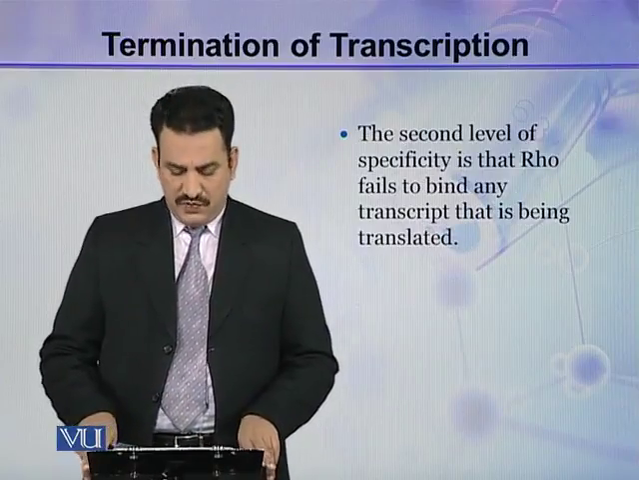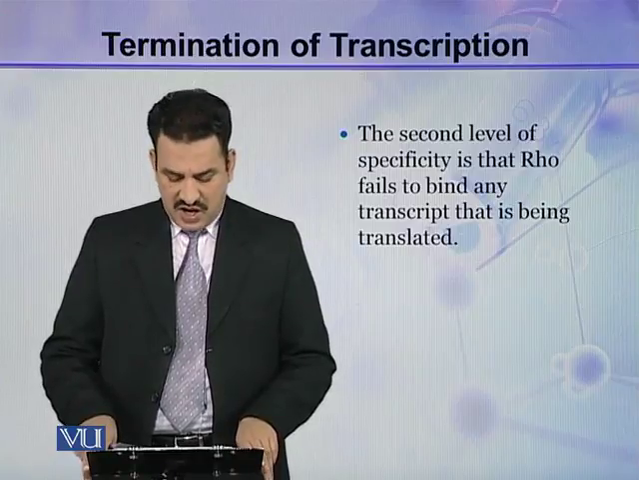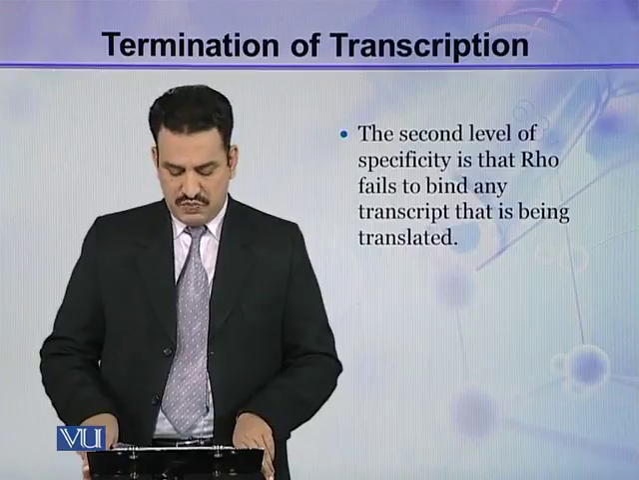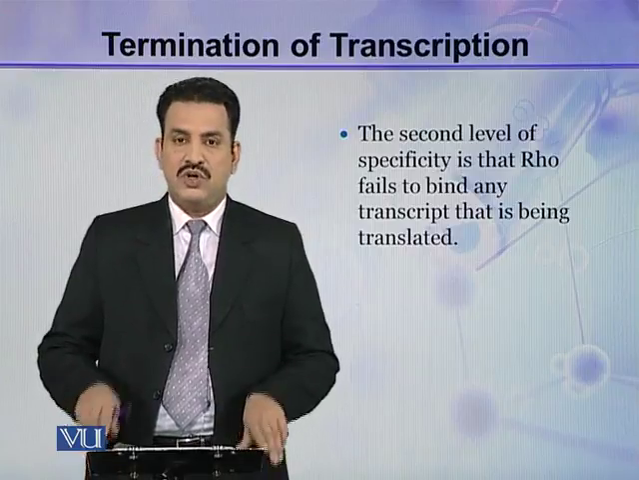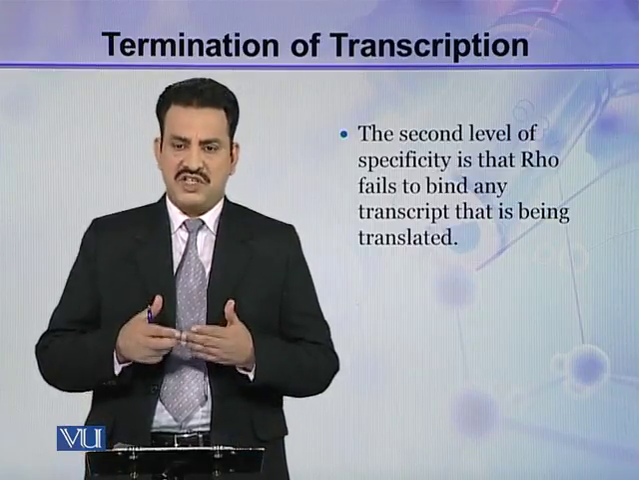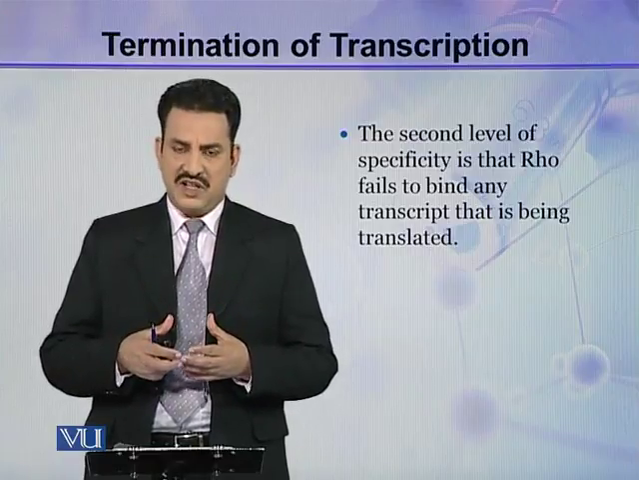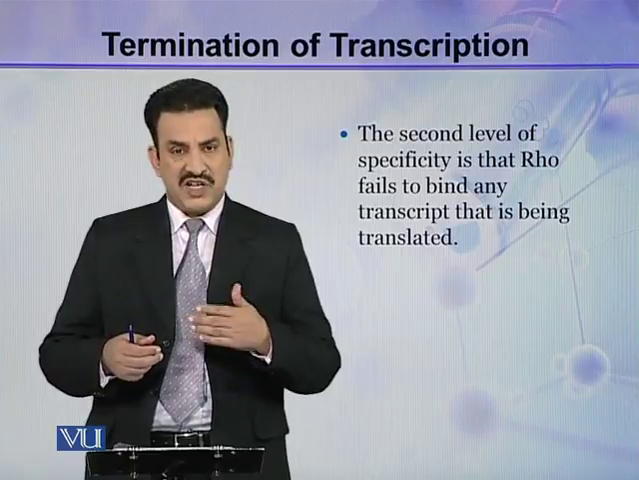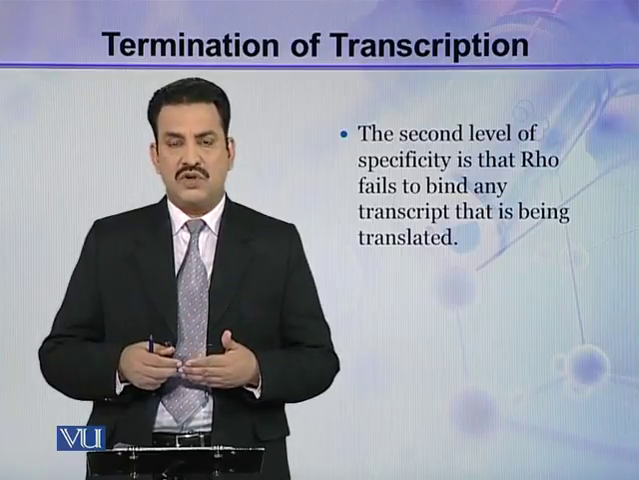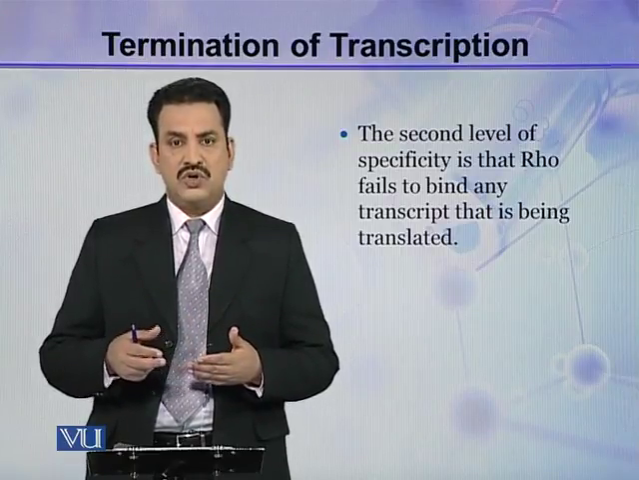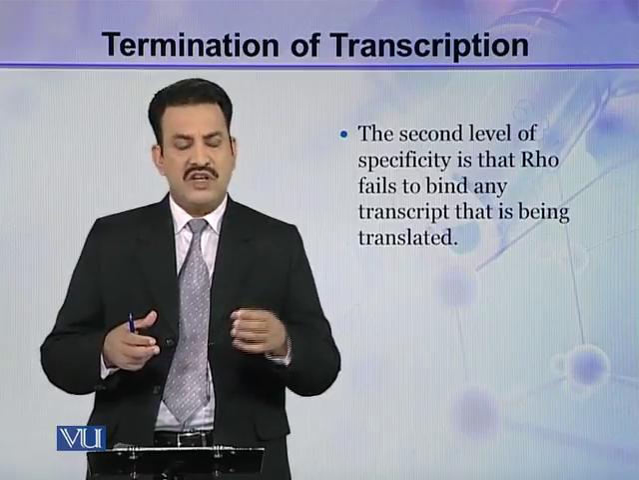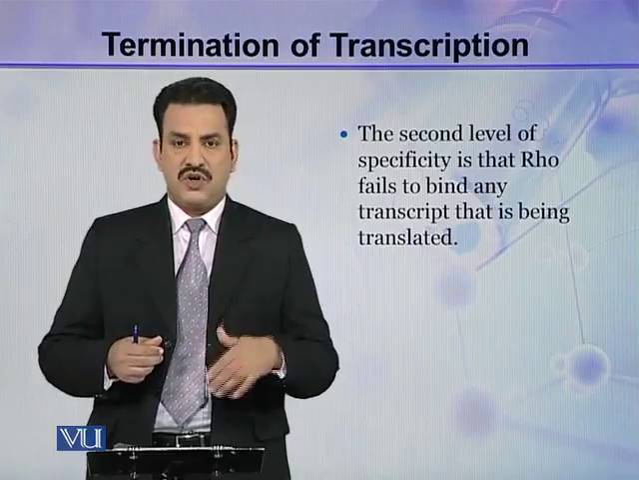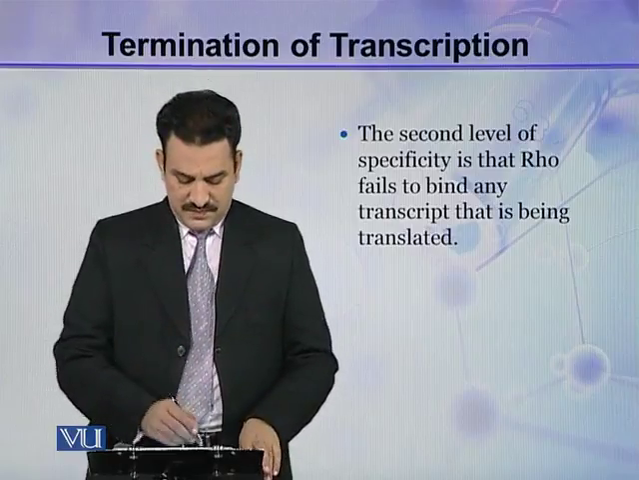The second level of specificity is that Rho fails to bind any transcript that is being translated. So there may be some transcripts present in the cell, and those transcripts are being translated for the synthesis of proteins. So this Rho will never bind to those transcripts which are in the process of translation.